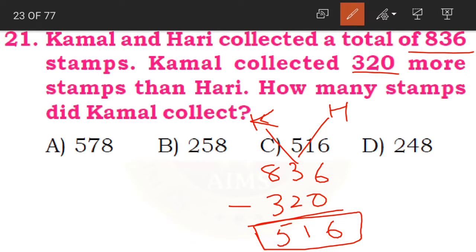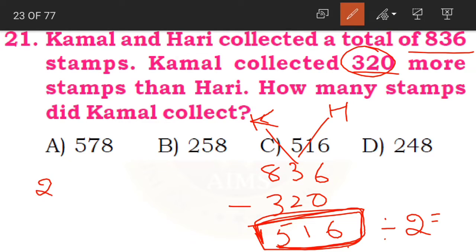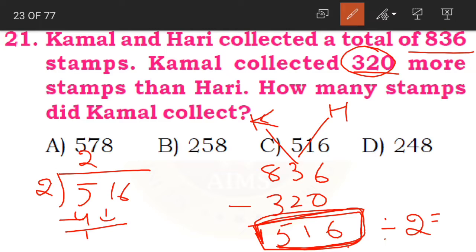Now if I take out these extra stamps that Kamal has, the remainder when divided by 2 will be equal to the stamps that Kamal and Hari have equally. Okay, now this is 516. Let us divide it by 2. 2 2s are 4, minus 1, 1 comes down. 2 5s are 10. Now minus 1, 6. 2 8s are 16. Yes. So 258 is our answer.